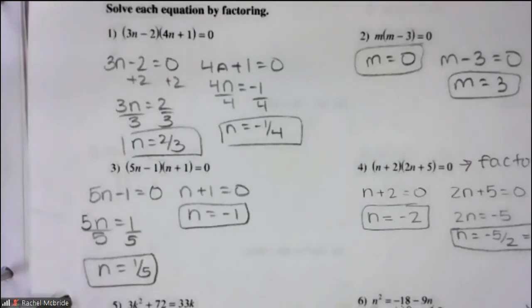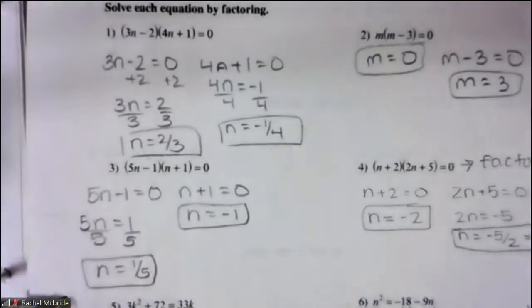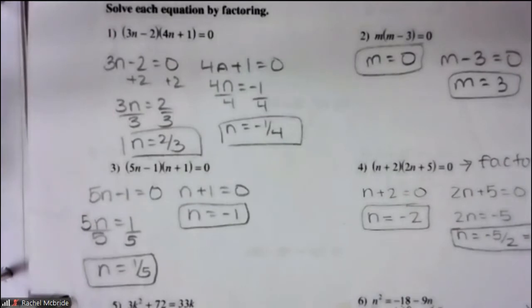One, you should have got n equals 2/3 and n equals -1/4. In number 2, you got n equals 0 and m equals 3. Number 1 and number 2 are in factored form, so these ones are already factored for you.